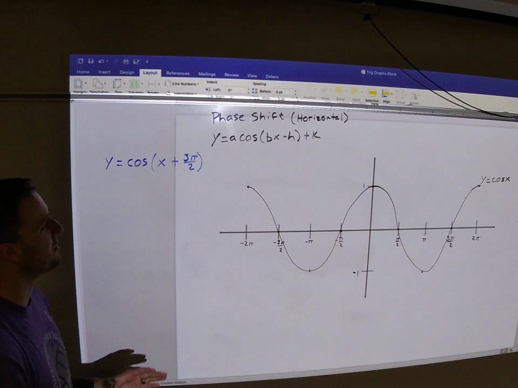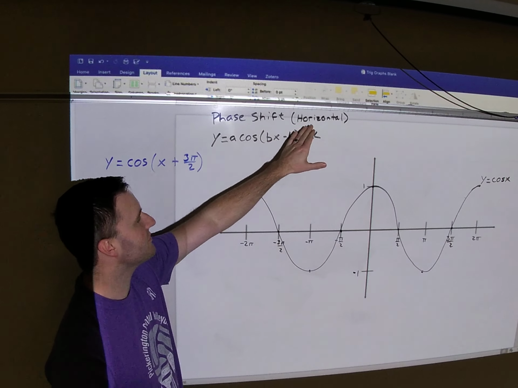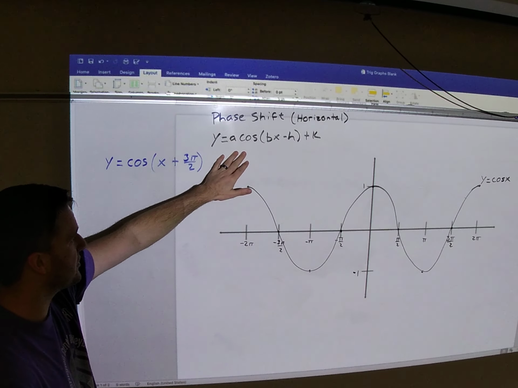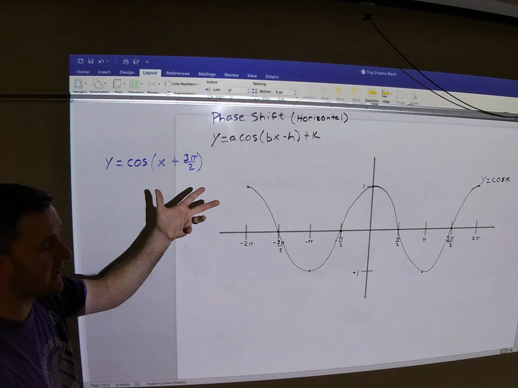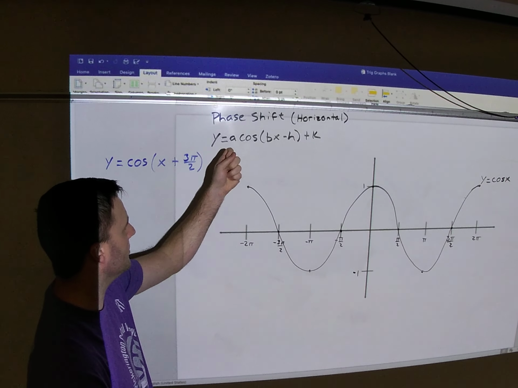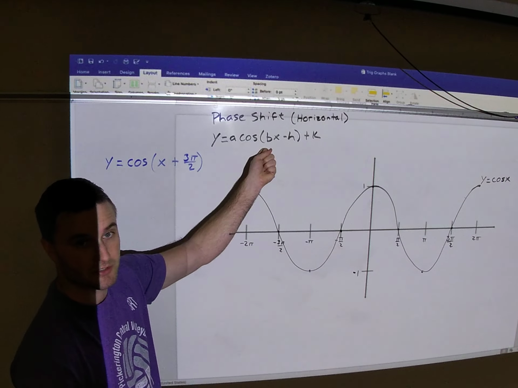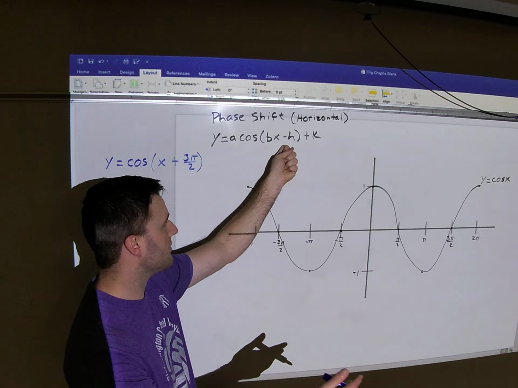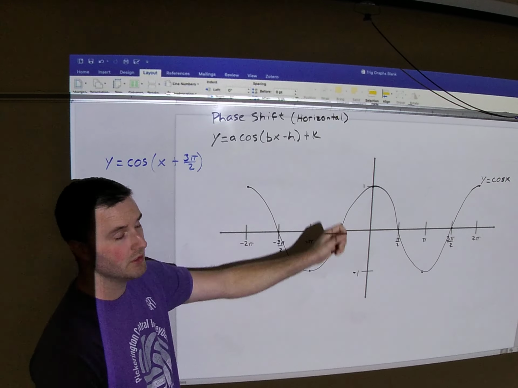Alright, so today we're going to talk about phase shift. Now when you hear phase shift, just think horizontal shift, same thing. So given our original function, I'm going to talk about cosine, but sine and cosine are going to be the same in terms of how they respond to the symbols. We know amplitude, this tells us our period change, this tells us our phase shift or horizontal shift, and this will be our vertical shift.